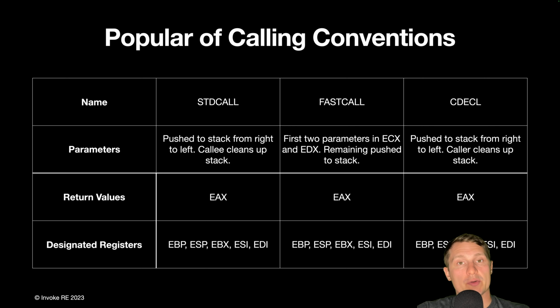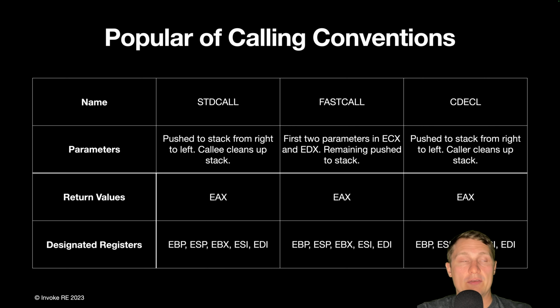Return values are stored within the EAX register. So for example, if a function adds two numbers together, then the result will be returned in the EAX register. And then there are just designated registers for each of these calling conventions. So for example, across all of these calling conventions, those designated registers are the same for specific purposes.